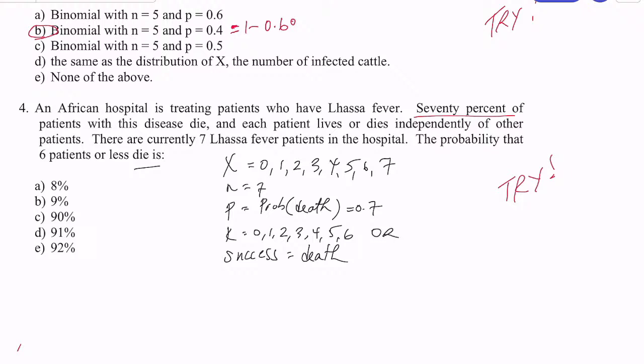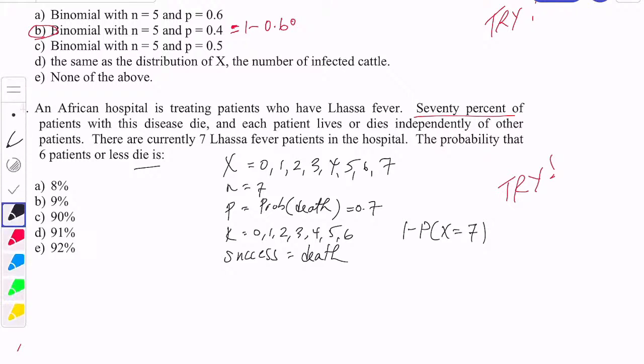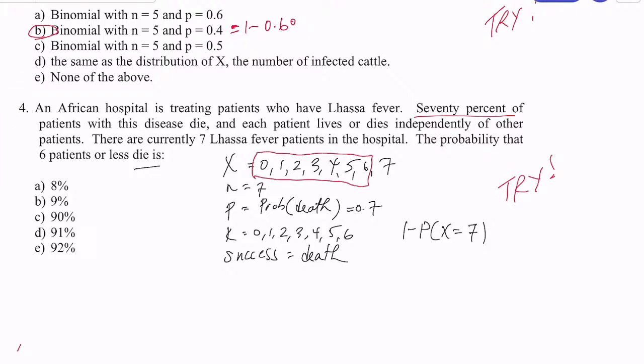Or, what's another way to do this? Find the probability that X equals 7 and take it away from 1. Because it's the complement, right? Those are the possibilities. I want these, but if I find 7 and I take it away from 1, that's the same thing, because they must sum to 1. So that's much easier, isn't it?